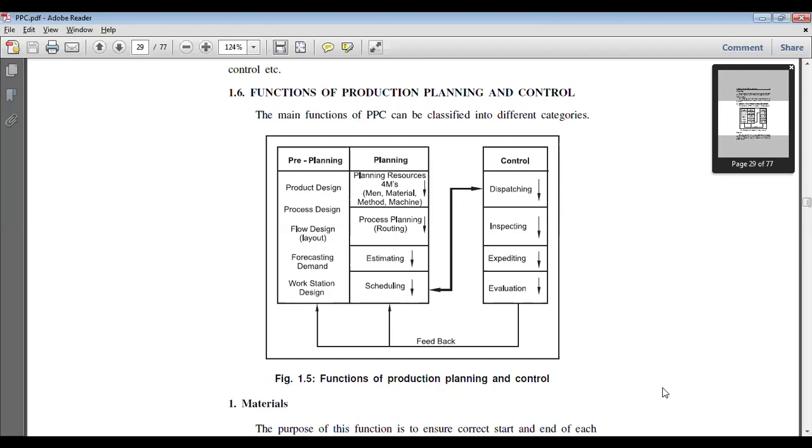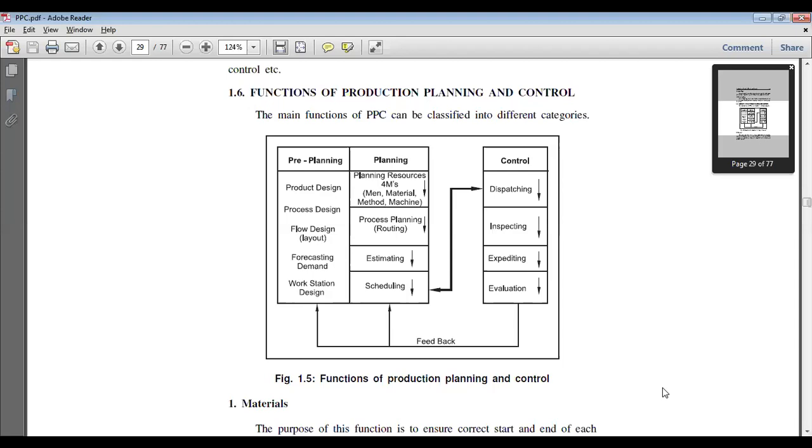Then forecasting demand. Another important factor is how many parts are to be produced in the next month or next year. That is called forecasting. Forecasting is also part of pre-planning. Another part is how many of part A, part B, part C we are producing, as we produce different types of parts. What parts we have to produce and how many, depending upon past requirements.